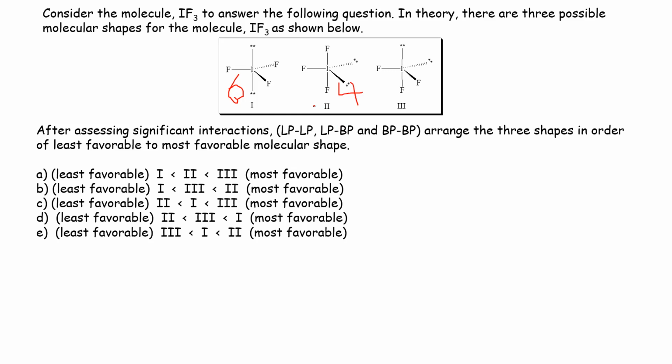So you see, shape 2 should be more favorable than shape 1. Since shape 3 is the least favorable one already, 2 should be on the right-hand side, most favorable, and then shape 1 is in the middle. So therefore, E should be the correct answer.